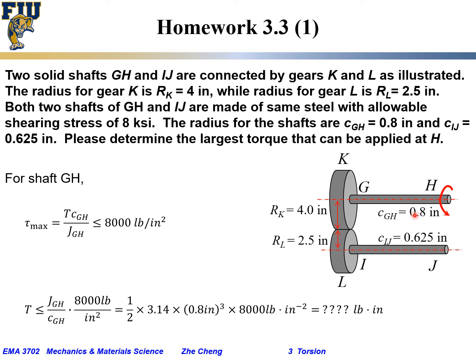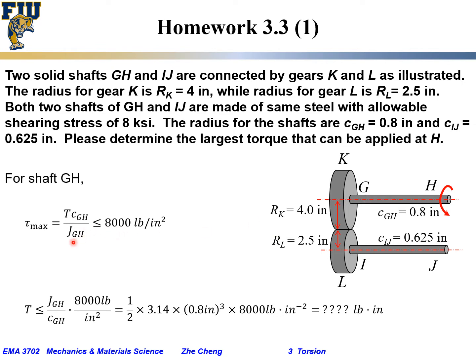So let's first consider the simplest situation, which is to only consider GH. For shaft GH, what do we know? We know the allowable shearing stress is smaller than 8 ksi, which means tau max, the maximum shearing stress, would be, from what we learned in chapter 3, Tc over J, which should be smaller than 8,000 psi, pounds per square inch. And c would be, of course, the radius of the GH shaft.